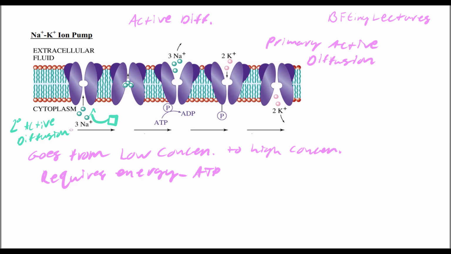Okay? And again, this is a very prominent example, the sodium potassium ion pump. So 3 sodium in, and then you have 2 potassium out. Okay? And of course, there is an enzyme that allows us to do this. It is called the sodium potassium ATPase. ATPase. So it's an enzyme.